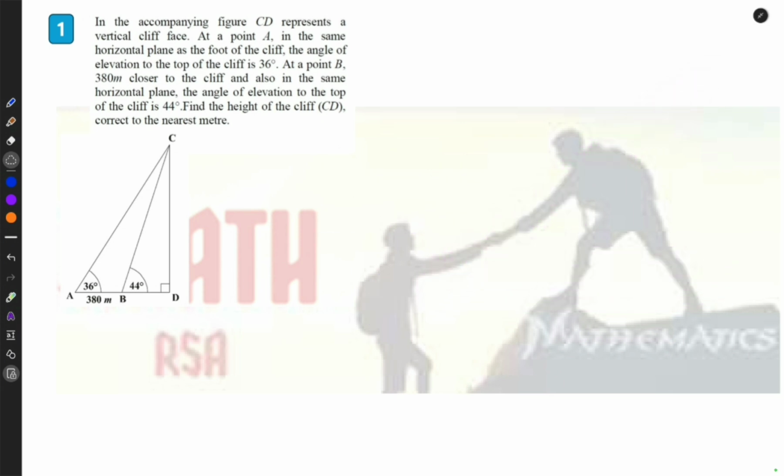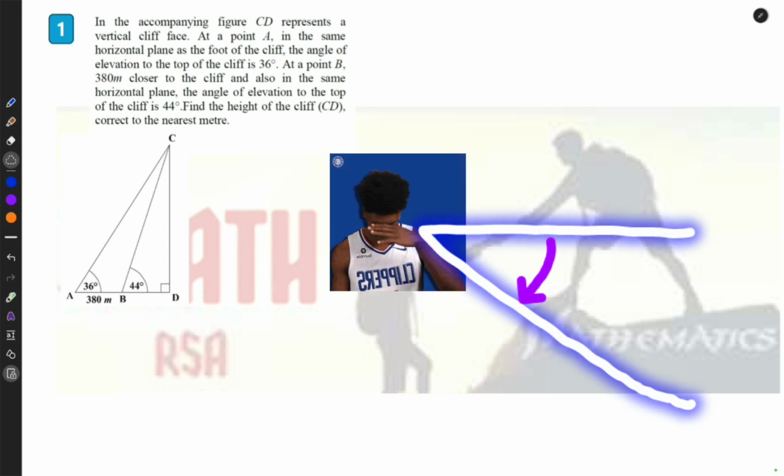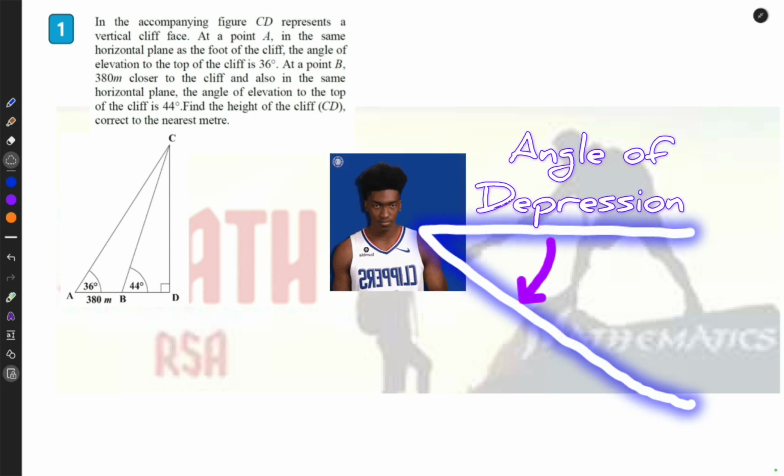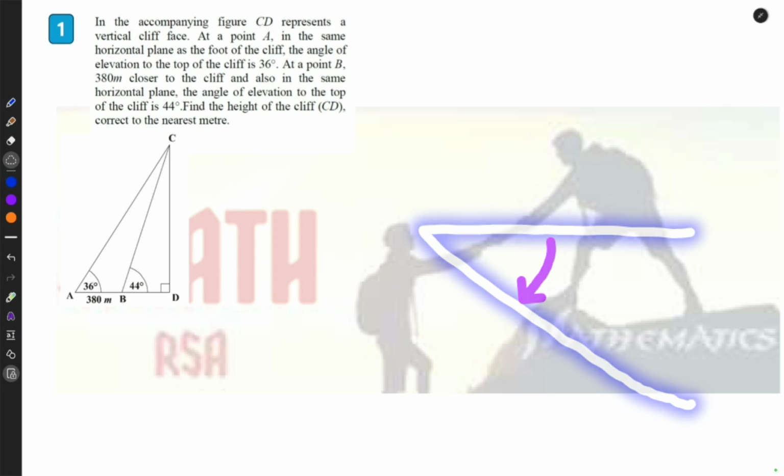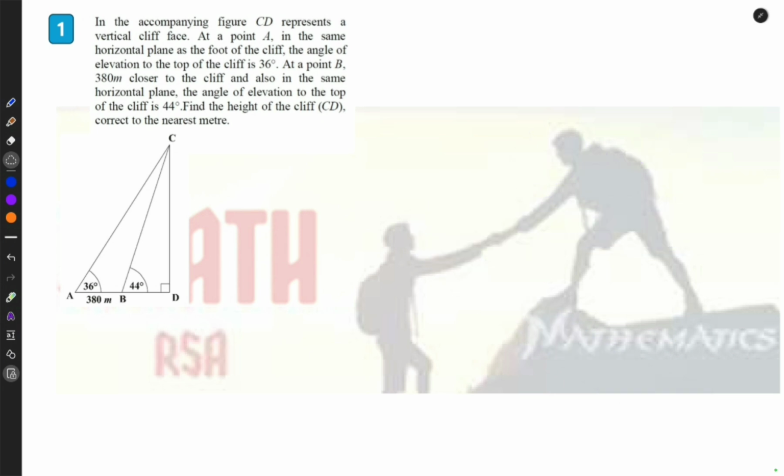In other questions, you might hear the phrase angle of depression. That's if you're high and you're looking down on something. So don't get confused by those words. It just means you're looking up or you're looking down. Okay, at a point B, 380 meters closer to the cliff, and also on the same horizontal plane, the angle of elevation to the top of the cliff is 44 degrees. Find the height of the cliff, correct to the nearest meter.